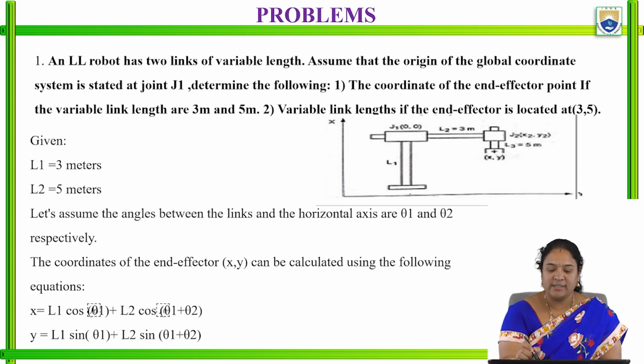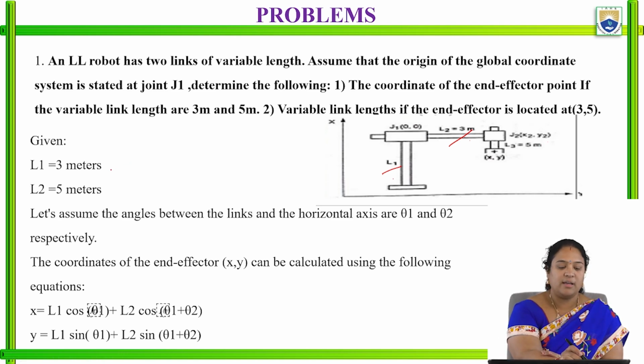Here we have two links: this is link 1, and this is link 2, and this is joint 1, and this is joint 2. From this figure we can see this is L1 and this is L2, where L1 is 3 meters and L2 is 5 meters. We have two joints, J1 and J2, where at joint 1 we have the coordinates (0, 0), and at joint 2 we have x2 and y2. As per the given question, L1 is 3 meters and L2 is 5 meters.